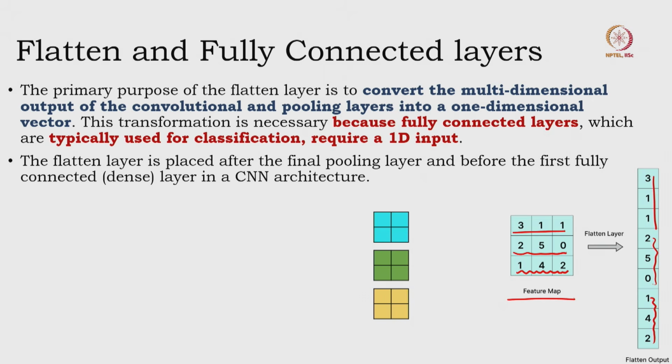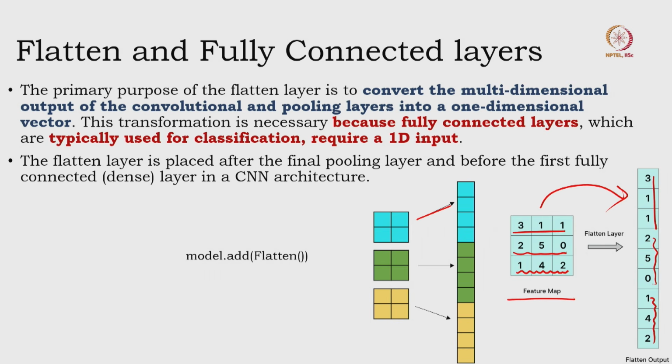What if you have multiple such feature maps? Here there is only one feature map that you have converted. When you have multiple such feature maps, you can do this. This will lead to one flatten, this is flatten and this is flatten. So how do you perform this operation? You perform this just by calling a flatten function. Why do we require this?